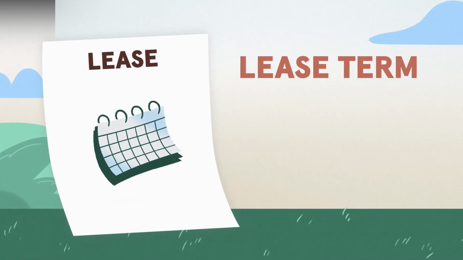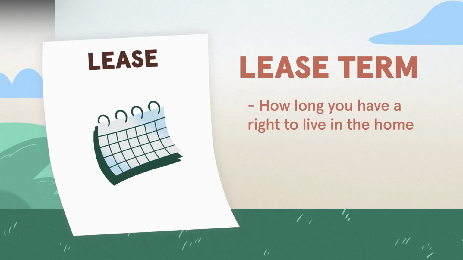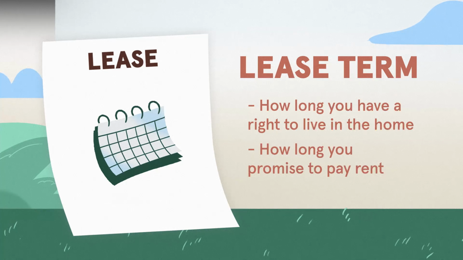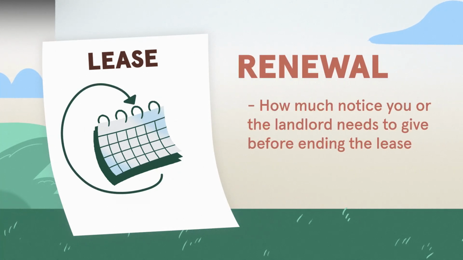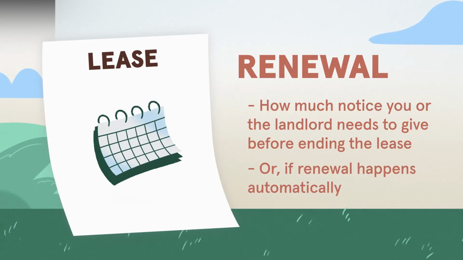The term is the length of the lease, how long you have a right to live in the home, and how long you are promising to pay rent. Some leases have a renewal option. This will usually include how much notice you or the landlord have to give to terminate or end the lease, or if renewal happens automatically.